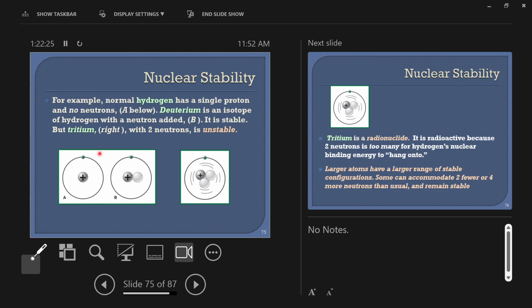However, tritium, 2 neutrons, 1 proton. So now there's an imbalance, right? We've got more neutrons than protons.